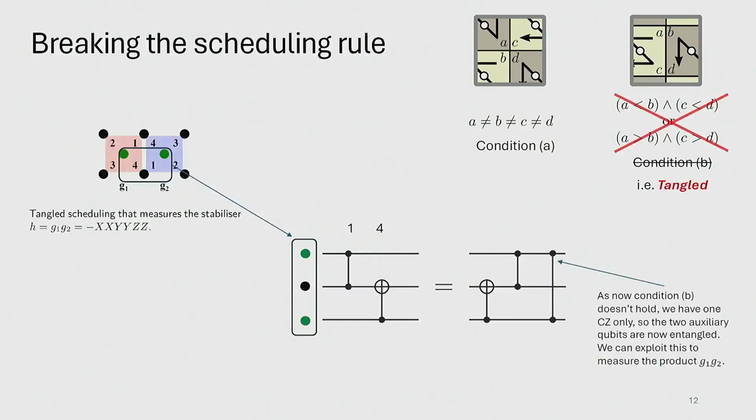So we call this the tangled condition. So here you may see that the schedule between these two plaquettes is tangled. And you may see that if you push through the control node through the control Z, you obtain an additional CZ, which is between the two ancilla qubits. So this is a gate which is not directly available on the hardware, but you kind of generated it.